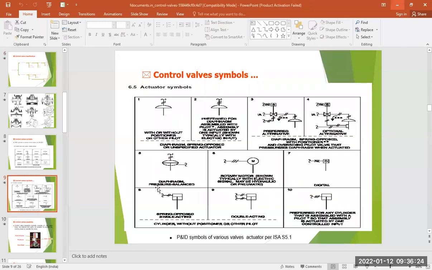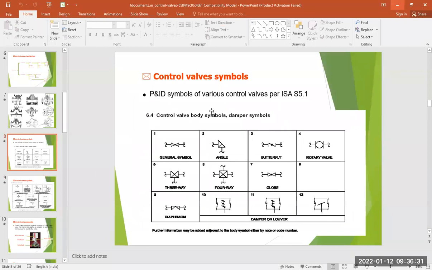Another one is the different types of actuator symbols. In the previous slide we discussed the different symbols of the control valves. There you can see the general symbol of the control valve, this is the angle type of control valve, this is the butterfly type symbol, this is the rotary type symbol, this is the globe type of control valve, three-way, four-way, and so on. So these are the different symbols we discussed in our last classes.